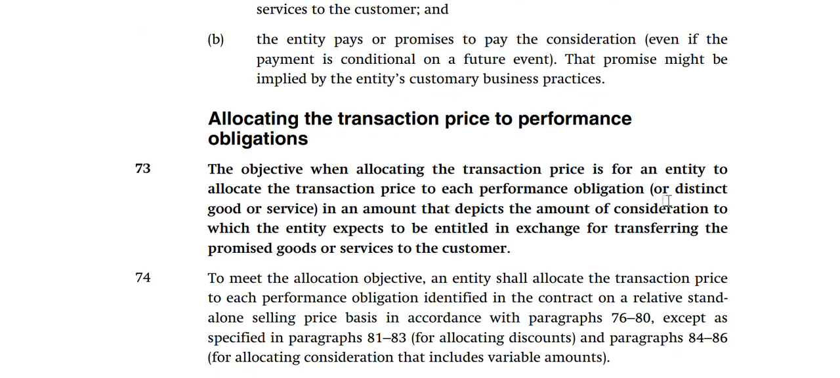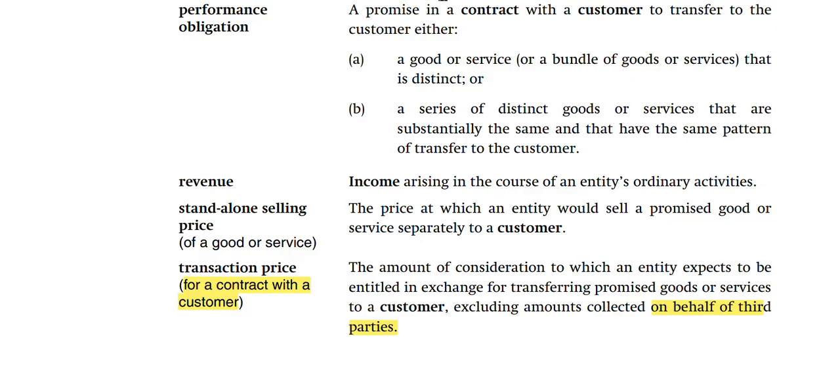Allocating the transaction price to performance obligations. The objective when allocating the transaction price is for an entity to allocate the transaction price to each performance obligation or distinct good or service in an amount that depicts the amount of consideration to which the entity expects to be entitled in exchange for transferring the promised goods or services to the customer. So now, allocating the transaction price to performance obligations. The objective when allocating the transaction price is for an entity to allocate the transaction price to each performance obligation, right?